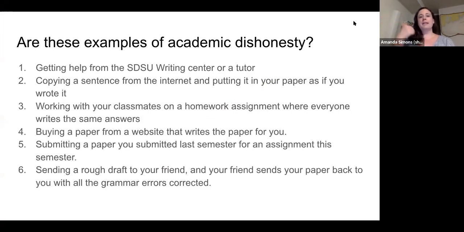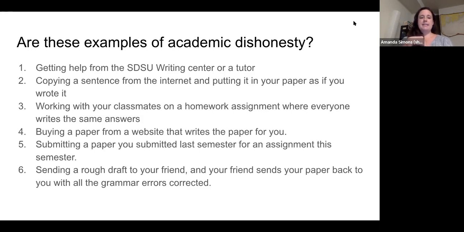Number one, getting help from the SDSU Writing Center or a tutor. Number two, copying a sentence from the internet and putting it in your paper as if you wrote it. Number three, working with your classmates on a homework assignment where everyone writes the same answers. Number four, buying a paper from a website that writes the paper for you. Number five, submitting a paper you submitted last semester for an assignment you submitted this semester.